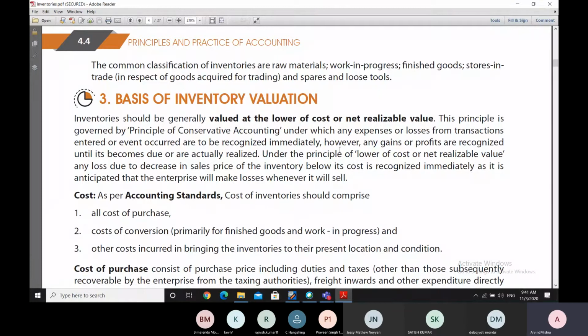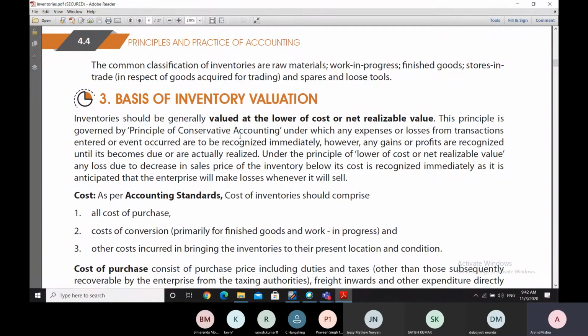Now this is a principle which is governed by the conservative accounting principle, and the conservative accounting principle says that any expenses or losses from transactions which are entered into or events which have occurred have to be immediately recognized. So the expenses or losses have to be immediately recognized. However, gains or profits are not recognized until they become due or are actually realized.